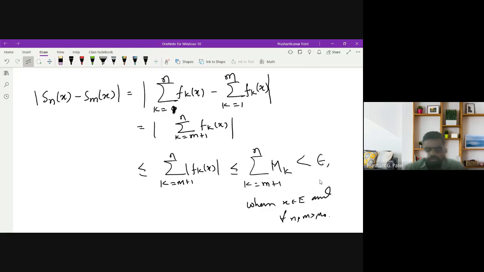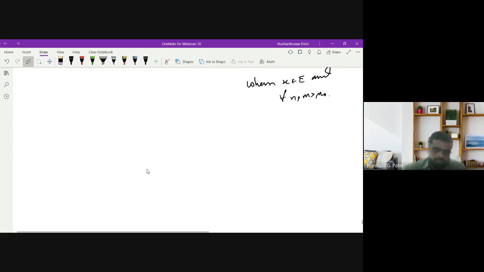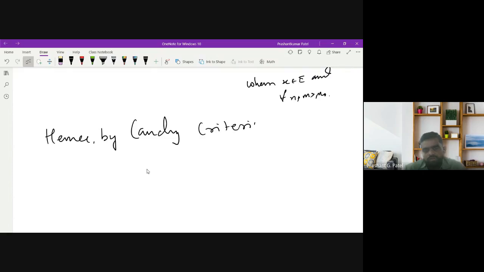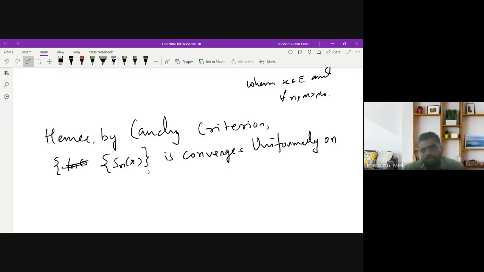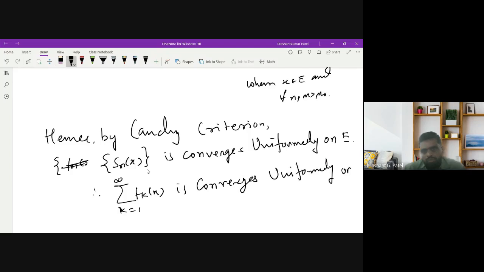We have this. Hence, by Cauchy's criterion, we can say that the sequence S_n(x) is converged uniformly on E. Since this sequence of partial sums is uniformly convergent, the series, k running from 1 to infinity, of f_k(x) is converged uniformly on E. And this completes the proof of this Weierstrass M-test.